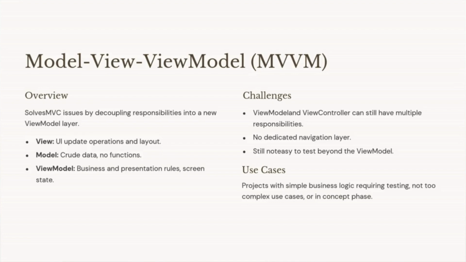It's where you place all the variables which you are going to read from the view controller to update the UI. You can think of those properties as the screen state. It also communicates with an API service if necessary. So here also there are some problems with MVVM. There are multiple responsibilities for the view model and multiple responsibilities for the view controller. There isn't still any navigation layer, and it's still not easy to test.